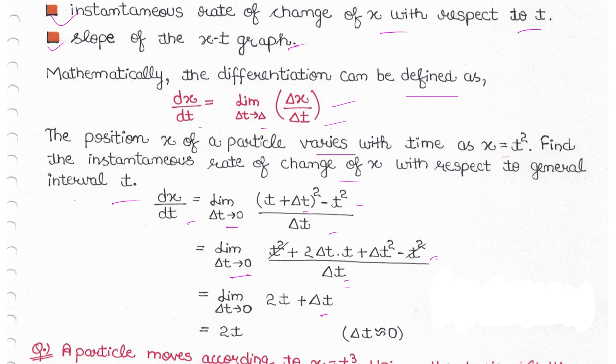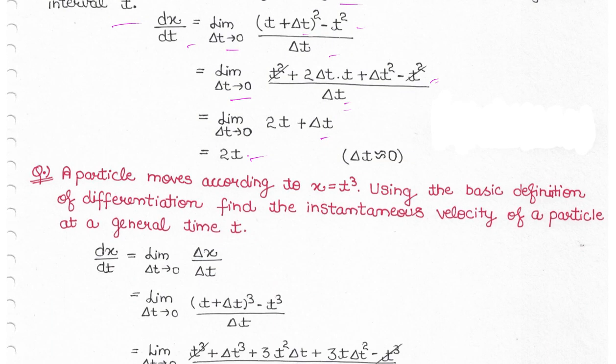If we want to remove the limit, we can omit delta t tends to 0, since delta t is very small, so we have only 2t. So dx by dt is equal to 2t.